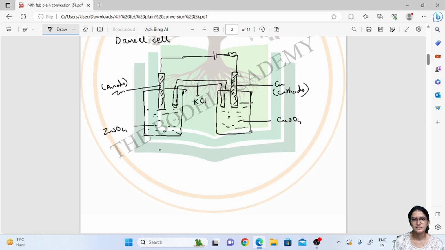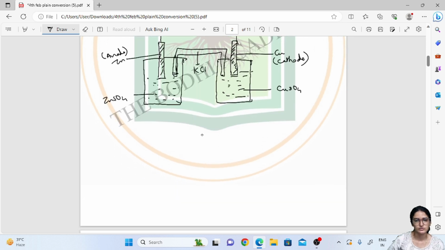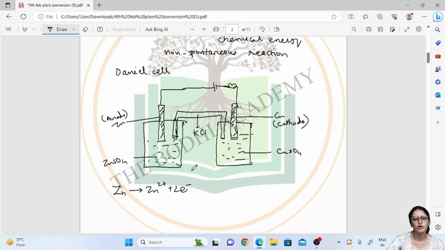Here zinc, since it is more reactive than copper, will try to give electrons. Zinc is rich in electrons. So the zinc rod, which is a stable metal, will try to give the electrons. How does zinc have the tendency to give 2 electrons? I will write here, zinc gives Zn2+ and 2 electrons. After losing 2 electrons, it forms Zn2+.